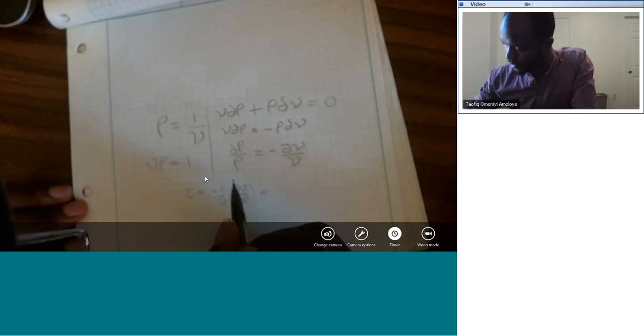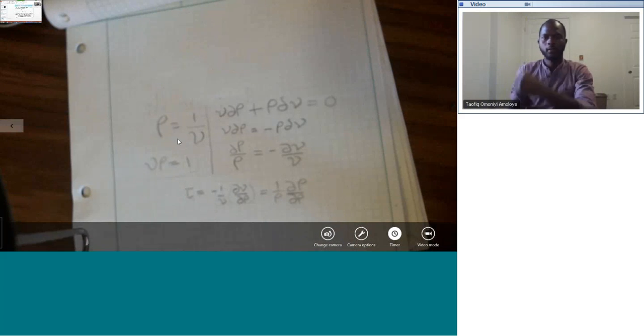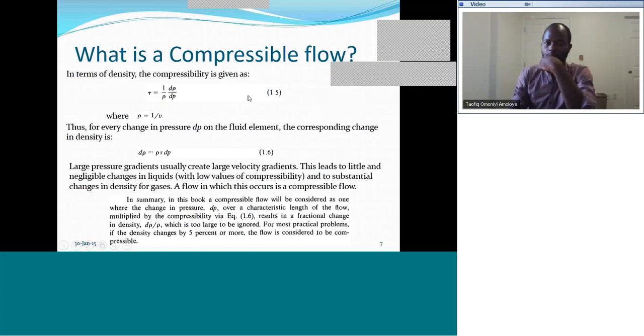So immediately we see that the change in density equals the initial density times the compressibility of the fluid times the change in pressure. You see that large pressure gradients usually create large velocity gradients. That means when you have so much pressure gradient, you expect to have so much velocity change. So when you are considering a very high speed flow, you know that there are large gradients of pressure.